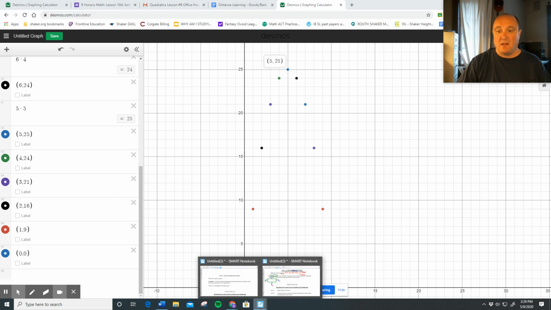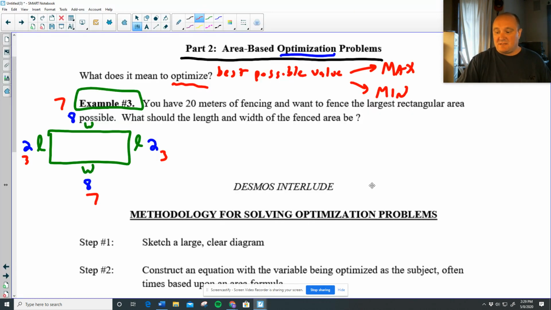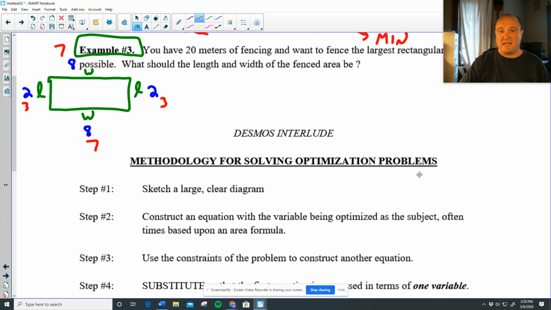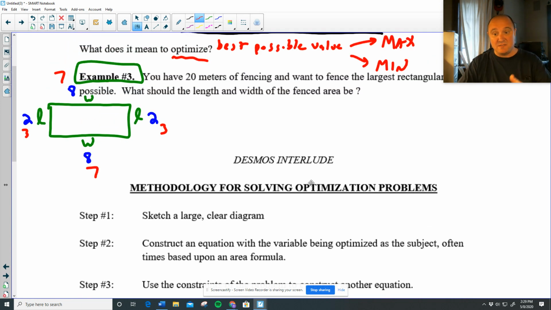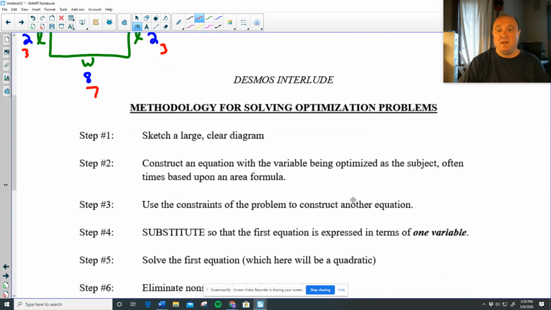All right, let's flip back to the notes. There's a methodology that you can use for most of these problems. All right, sketch a large clear diagram. We've already done that here. Construct an equation. So we're going to use this method for this problem. Construct an equation with the variable being optimized as the subject. All right, so the subject means it's going to be on its own on one side of the equation.